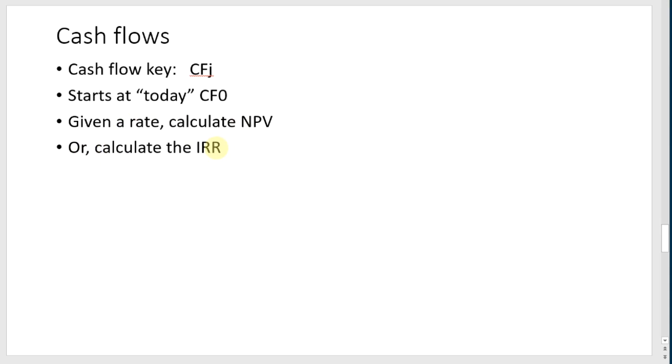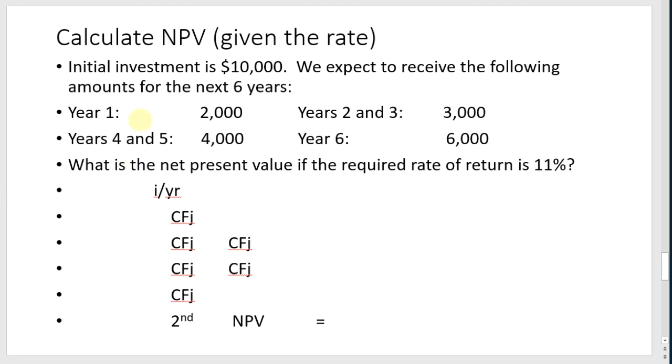So remember, cash flow is what we're thinking about. A cash flow is either an outflow or an inflow. Most of our projects are going to begin with a cash outflow, and as we start to earn revenue and make profit, our future years will be a cash inflow. Okay, so let's look at this example. We're going to say that we need 11% in order to take on this project. If we don't get 11%, we're not going to do it.